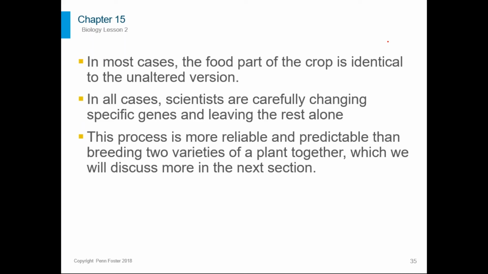In all cases, the scientists are very carefully changing a specific gene and leaving the rest alone. And this process is actually more reliable and predictable than breeding two varieties of a plant together, which we'll actually discuss more in the next section.